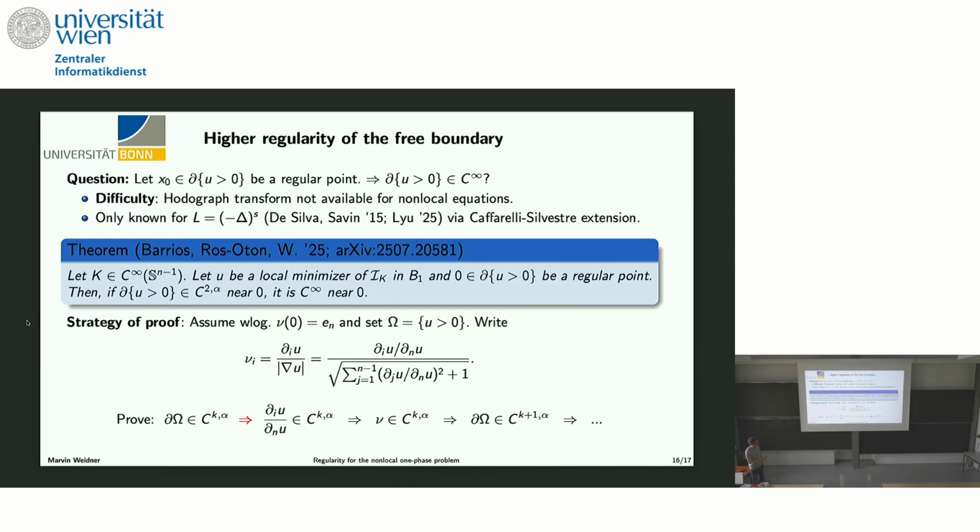So somehow what we're trying to show is that the normal vector is C^{k,α} by showing that the quotient of two partial derivatives is also C^{k,α}. Of course, in general, this is not true, right? But what makes it work for us is that this quotient of two partial derivatives, because we are not just dealing with harmonic functions but we solve a free boundary problem, actually solves an equation that allows us to prove this regularity. So what we're doing is we're trying to derive the equation that holds true for this quotient of two partial derivatives, and then we're developing a regularity theory for this equation.